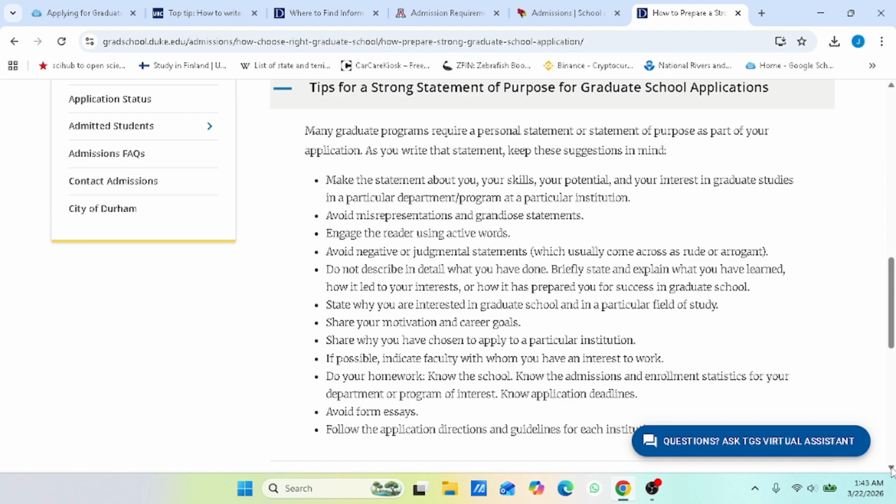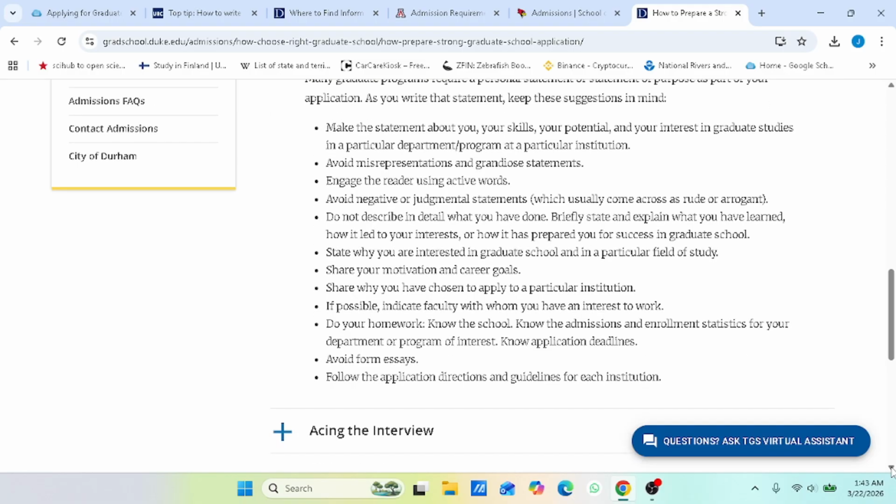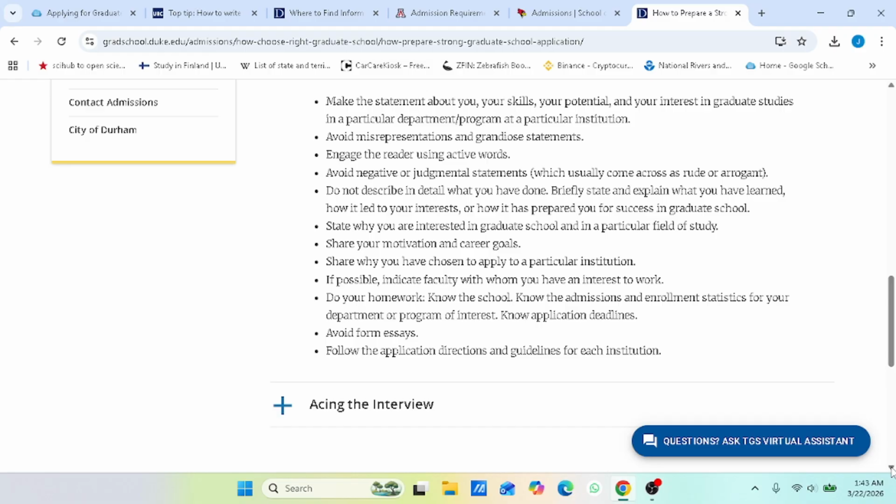Number two, avoid misrepresentation. Number three, engage the reader using active words. Number four, avoid negative or judgmental statements. Number five, do not describe in detail what you have done. Briefly state and explain what you have learned, how it led to your interests, and how it has prepared you for success in graduate school.